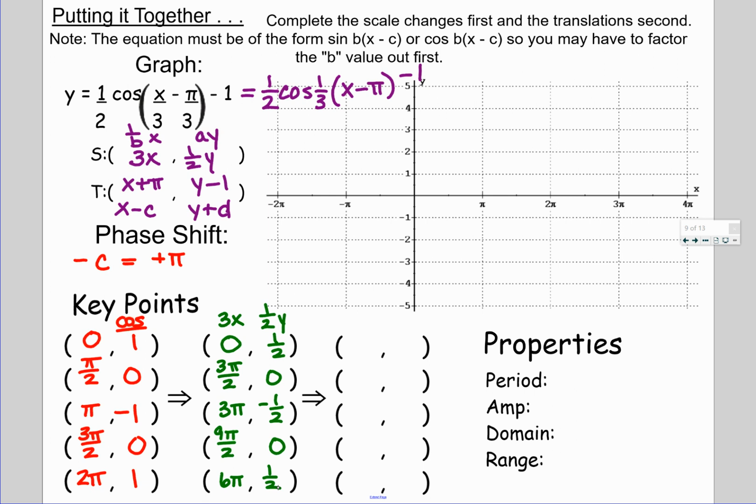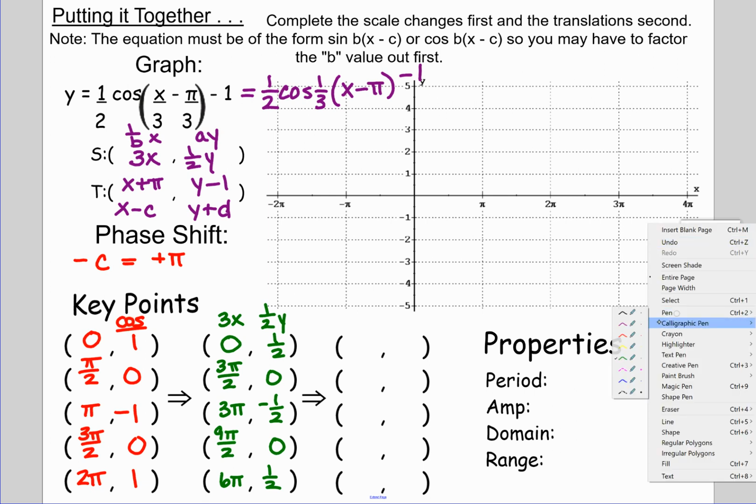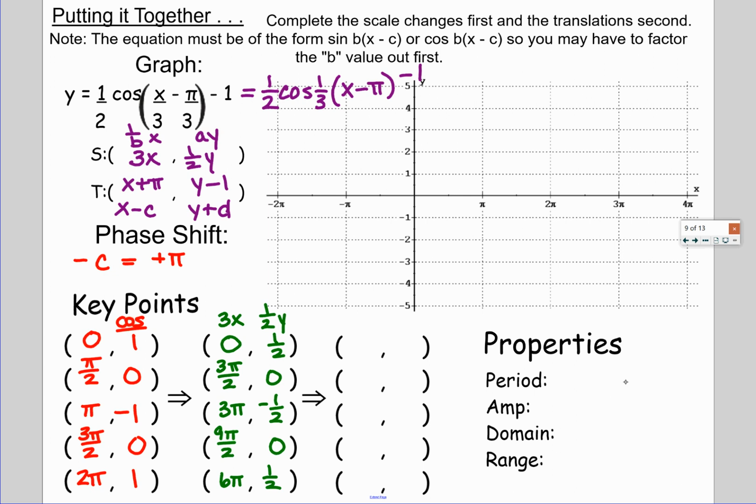Okay. And then my translations, again, we have the rule set up. We've just got to do the math now. We need to take our x's and add pi, our y's, and subtract 1. Okay, so all my x's plus pi. 0 plus pi gives me pi. 3 pi over 2 plus pi.